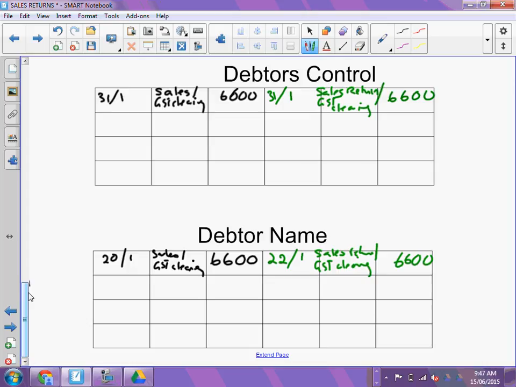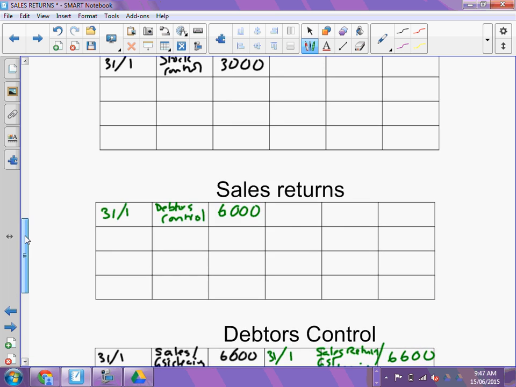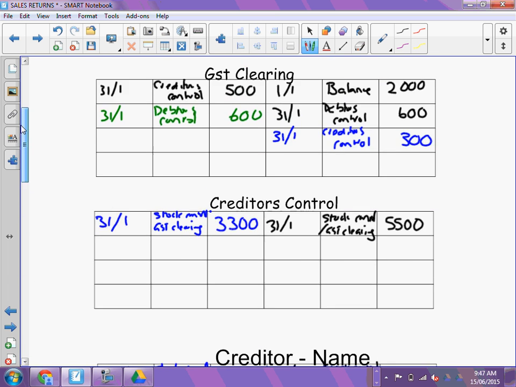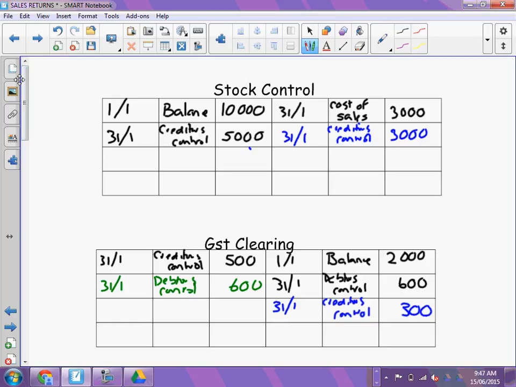Alright, so we have now got rid of the sale in terms of the selling price entries. We've still got 2 more entries to go. What are they? Debit stock control. Why are we debiting stock control? The stock is coming back in. The cross-reference is the name of the other account affected. What's that? Cost of sales. Good.